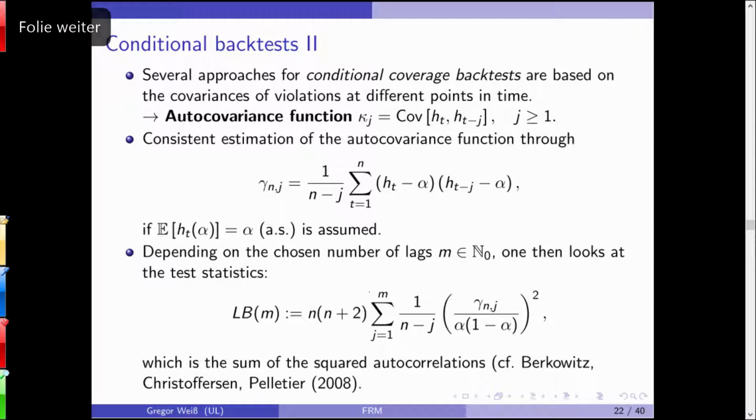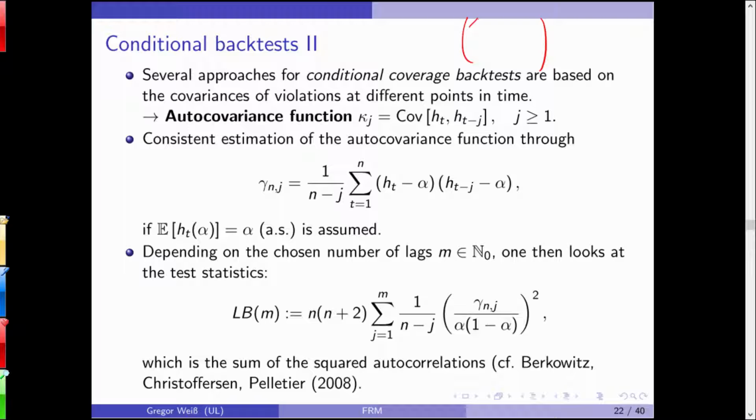Now, what do we need? You can look at this at home. I want to give you a basic idea of how the test works. It looks at the autocovariance function of the hits, and what does it do? It looks at the sequences of hits that follow each other. You simply count the number of times a 1 is followed by a 0, the number of times a 0 is followed by a 1, and the number of times a 0 is followed by a 0, and the number of times a 1 is followed by a 1. And then you get a 2 times 2 matrix.